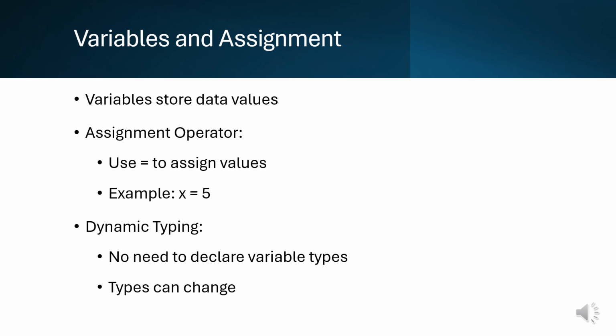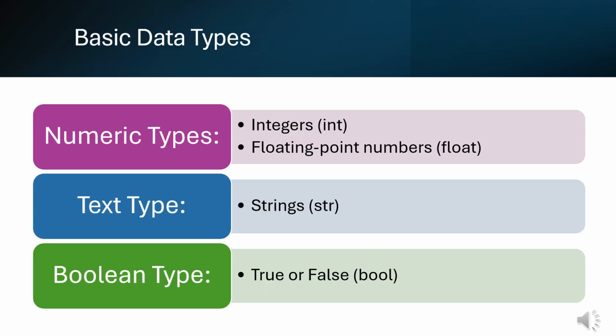Variables are like containers that hold data. In Python, you assign a value to a variable using the equals operator. Python is dynamically typed, meaning you don't have to declare the type of a variable, and you can reassign variables to values of different types. Python has several basic data types. Integers are whole numbers, floats are numbers with decimal points, strings are sequences of characters enclosed in quotes, and booleans represent true or false values. Understanding these types is essential for working with data.